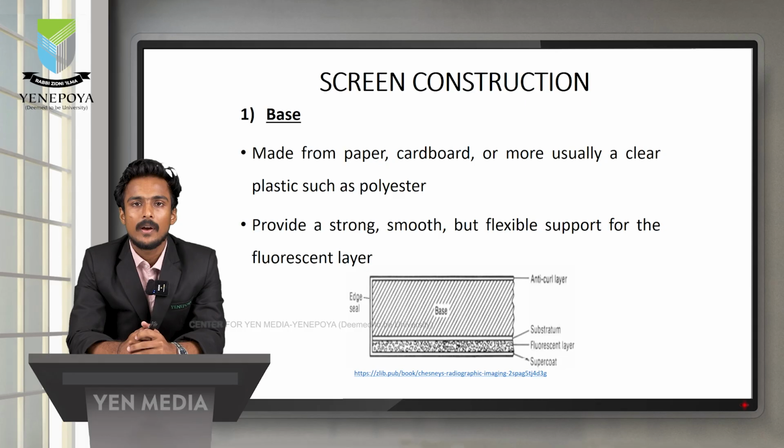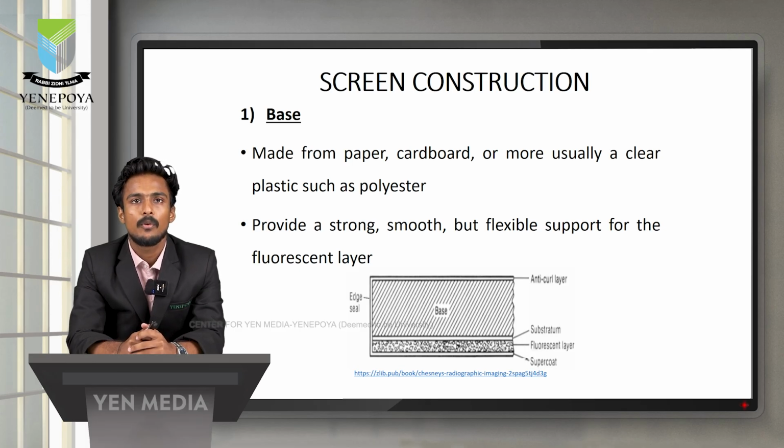Moving to screen construction. Inside the intensifying screen, basically four layers are present. The first one is the base, the second one is the substratum, the third one is the phosphor layer or fluorescent layer, and the fourth one is the supercoat.